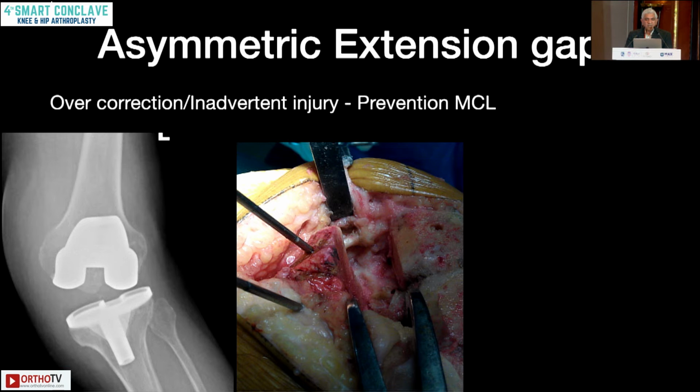Sometimes with overcorrection, or sometimes there is an inadvertent injury to the medial collateral ligament, one should be very careful. So the first thing is of course prevention, and while doing a primary total knee, one should be very careful about the medial ligament. You can see here on the right side how close it is to the meniscus when you have excised the meniscus, and also sometimes when there is a large osteophyte, you have to be very careful when you are taking out the osteophyte from the medial tibial and the femoral side.